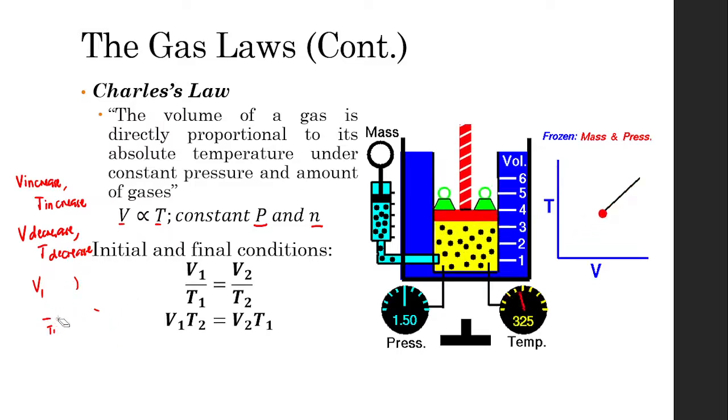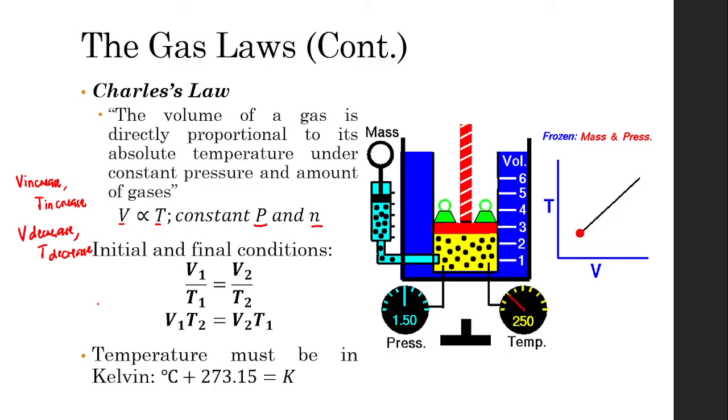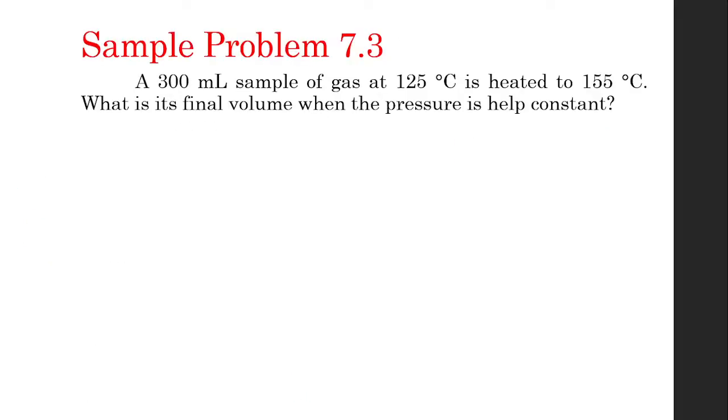But one thing that I want you guys to remember is, since we are dealing with temperature, temperature must always be in Kelvin. And in order for you to get Kelvin, if you are given degrees Celsius, you just have to add 273.15 to get Kelvin. So let's solve this sample problem.